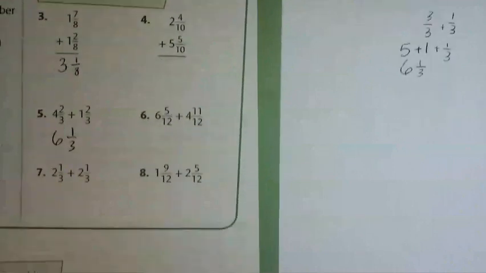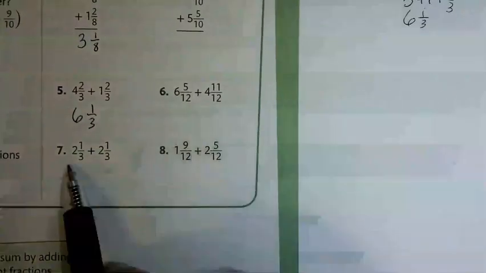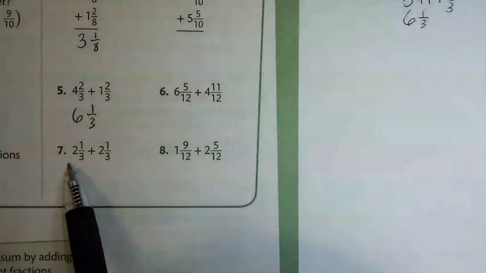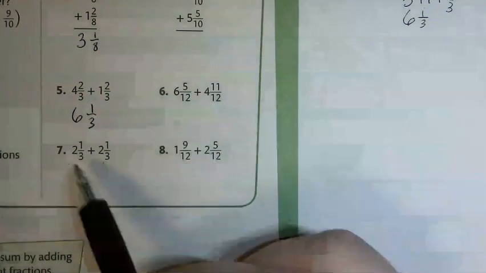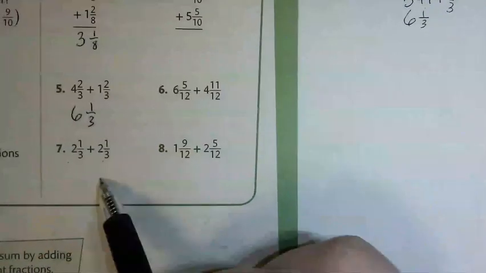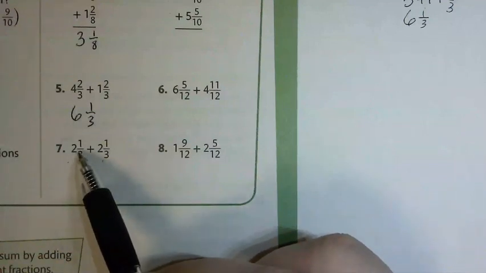I'm going to slide down a little bit. All right. So our final one that we're going to work on together is going to be number 7, 2 and 1/3 plus 2 and 1/3. And for this one, I'm going to go ahead and just use the space over here because I see I've got a little extra space. All right. So I'm going to start with my whole numbers. 2 plus 2 is 4.